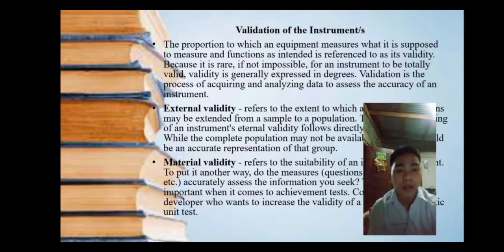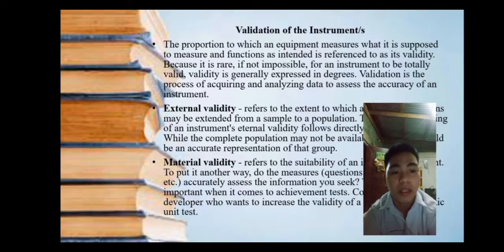External validity refers to the extent to which a study's conclusions may be extended from a sample to a population, thus establishing the validity of an instrument. External validity follows directly from sampling, while the complete population may not be available. A sample should be an accurate representation of that group.